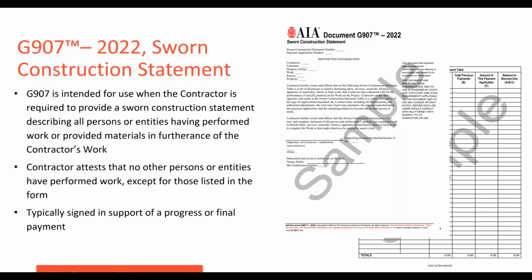In this form, the contractor swears that the table lists a correct description of the type of work furnished by each subcontractor and supplier, the contract sum with that sub or supplier, the total sum of previous payments made, the amount requested under the current payment application, and the remaining balance to become due to each sub and supplier. The contractor also swears that the table is a complete statement of all persons and entities that it's contracted with to provide either labor, services, or materials to complete its work, or any other entities that the contractor is aware of that may be entitled to assert a lien on the project.